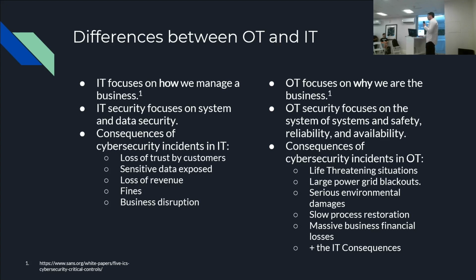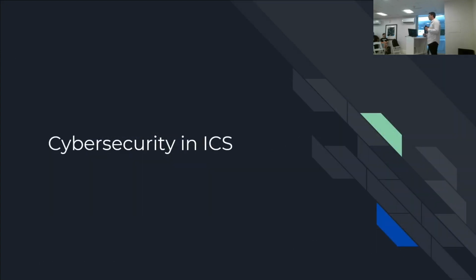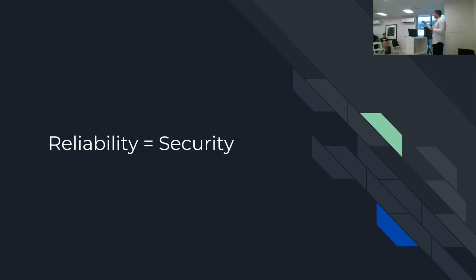So how do we approach it? What do we need to do in order to approach cybersecurity for industrial control systems or OT environments? The first thing, and this is a statement that has resonated with me throughout my career, is: reliability is security. If the system is not reliable, it cannot be secure.